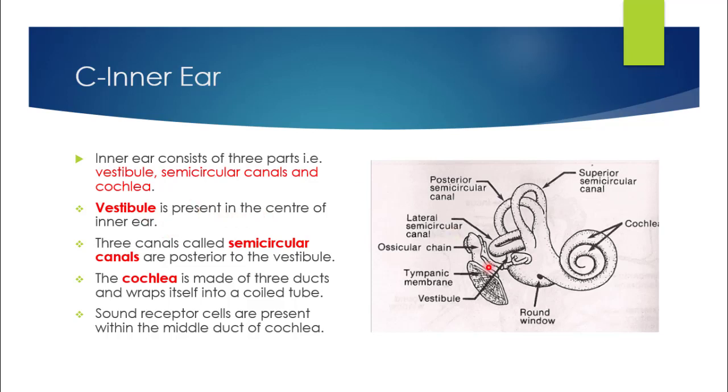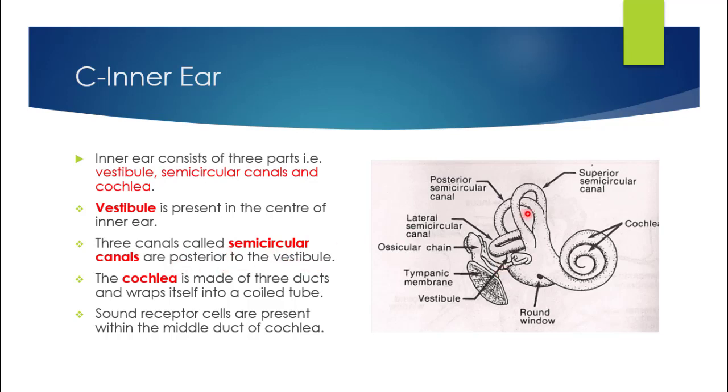ear. As you can see in this picture, this is the tympanic membrane, part of external ear. Here are the ossicular chain, which are the part of middle ear, and right after this, inner ear is present. And in the center of inner ear is the vestibule. Three canals called semicircular canals are posterior to the vestibule.